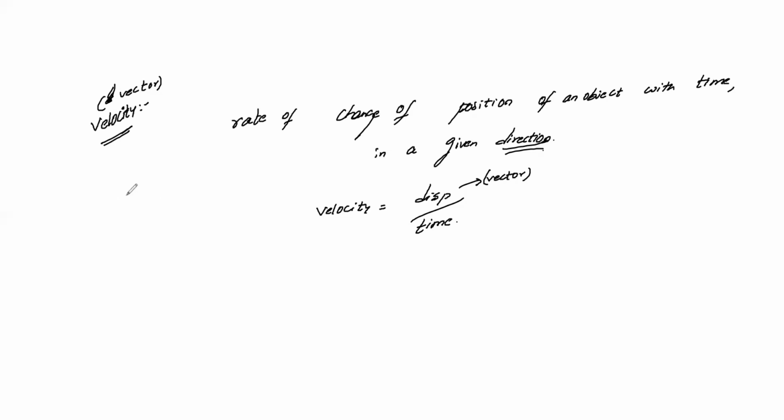Now let's see the unit. Unit: displacement is again meter, time period in seconds, so meter per second, or in CGS it is centimeter per second. The dimensions are the same as your speed: M to the power 0, L to the power 1, T to the power minus 1. This is your dimension analysis. Clear?